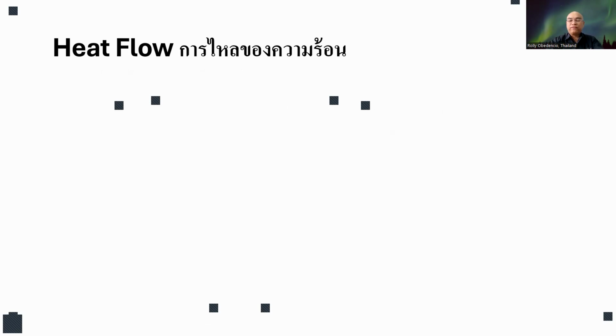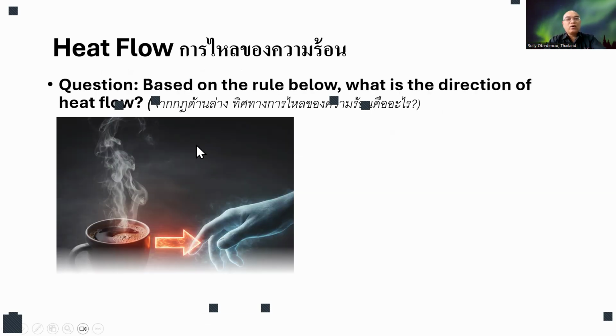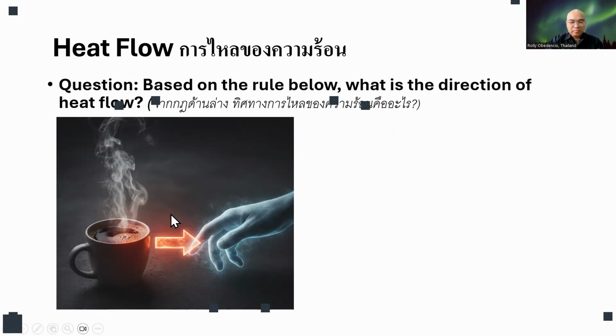So what about heat flow? Now, question. Based on the rule and picture below, what is the direction of heat flow? Can you see it? You see this hot coffee, and you see this cold ink. You see the arrow? Where is the direction? Is it from coffee to ink?